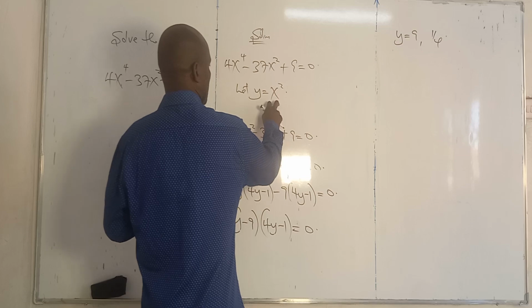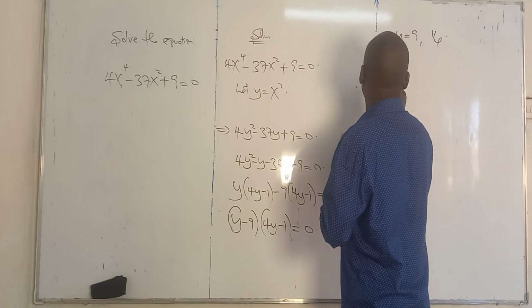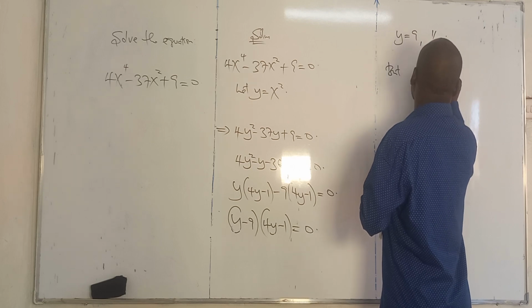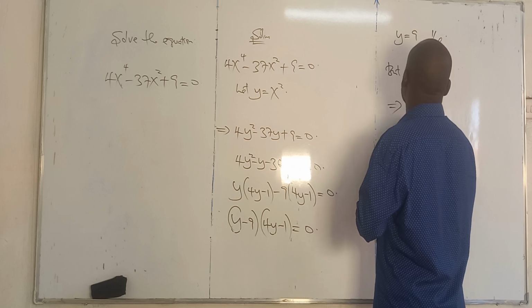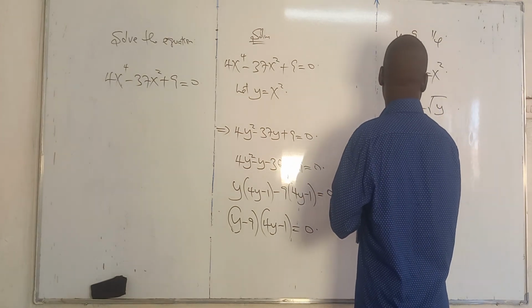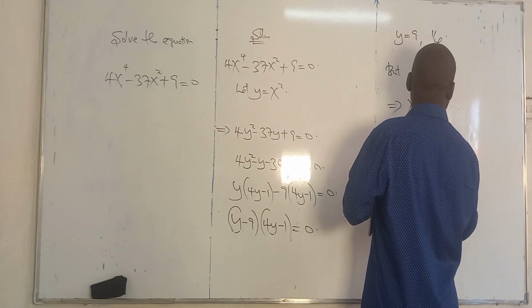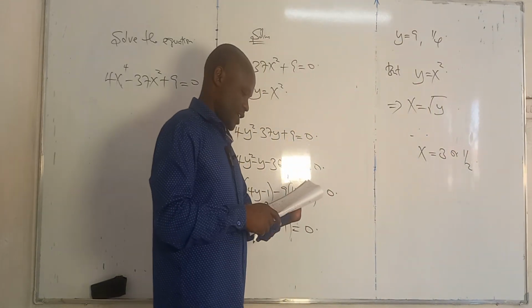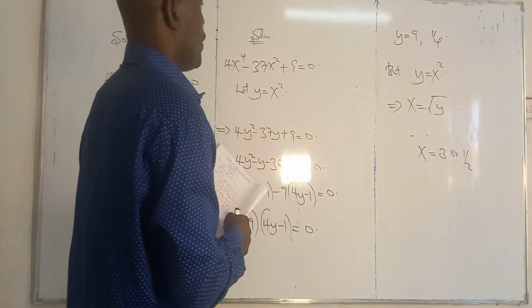But our y was x squared. That should then mean, but y is equal to x squared, implying that x is equal to root of y. Therefore, x is 3 or half.